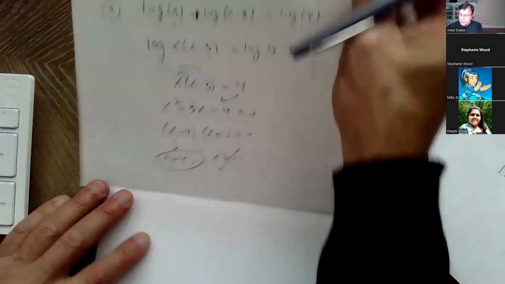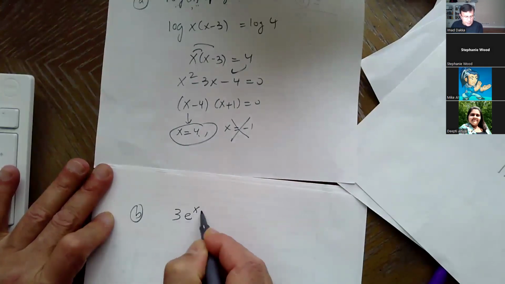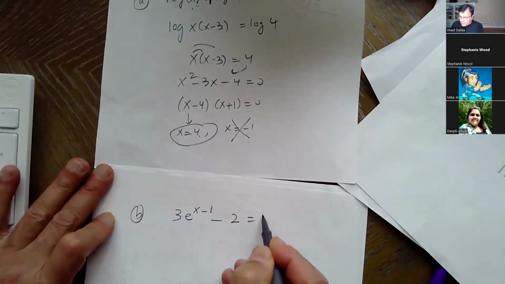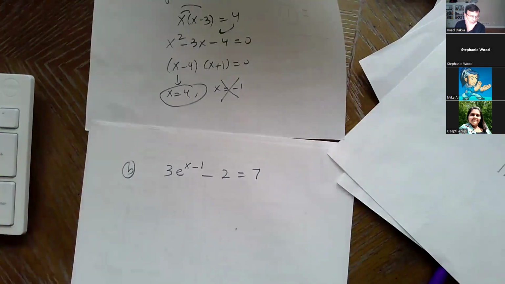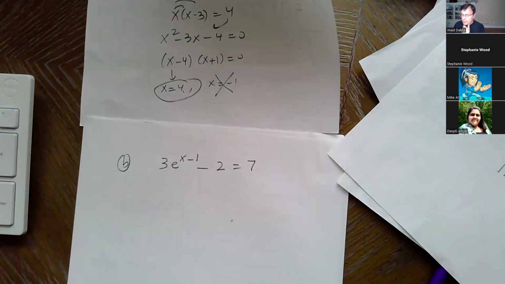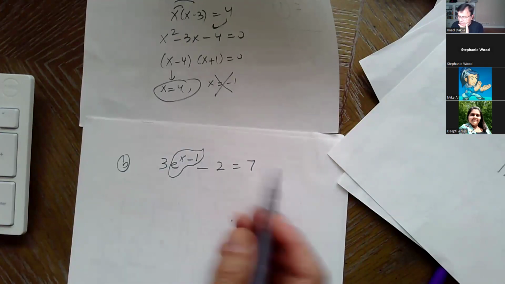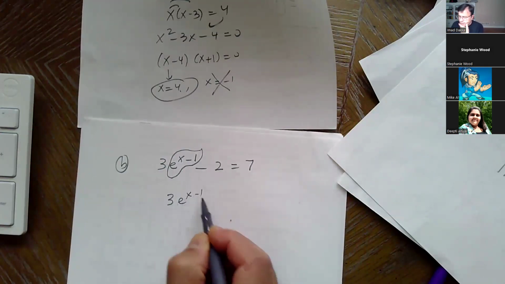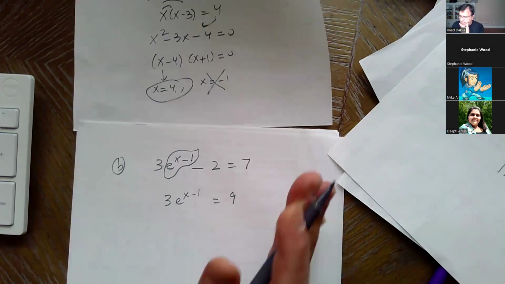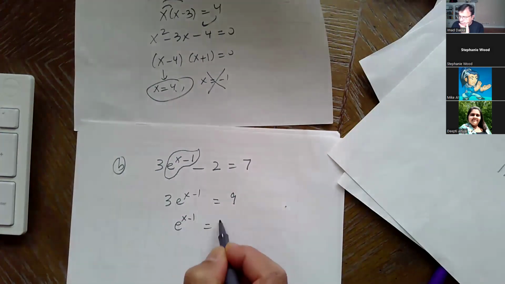So the second question is an exponential equation: 3e to the x minus 1, minus 2, equals 7. In order to solve an exponential equation, we want to isolate the exponential expression. So we're going to add the 2 first. 7 plus 2 is 9, and then divide by 3. Divide 3 into 9, you get 3.